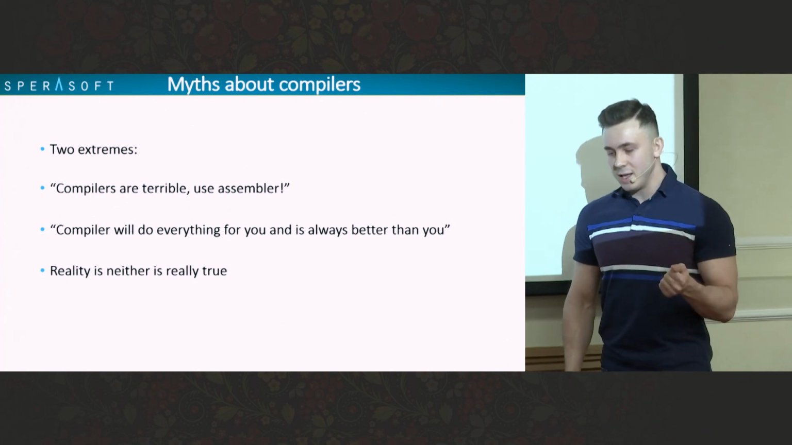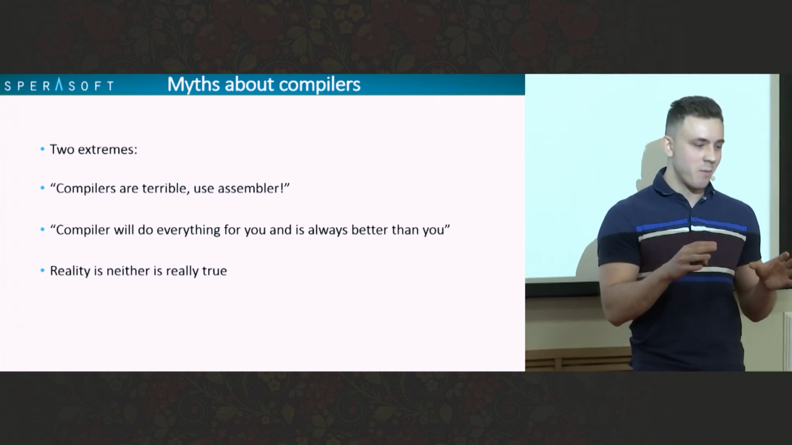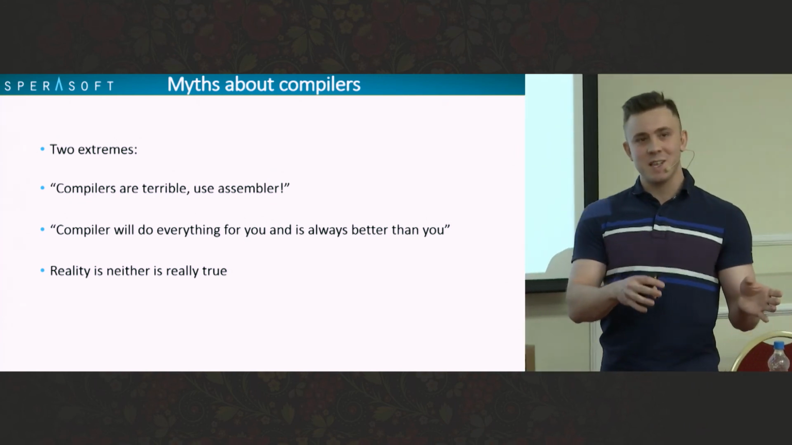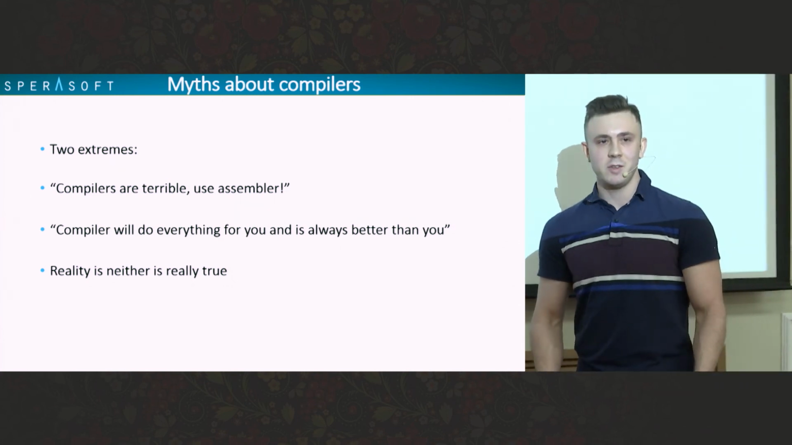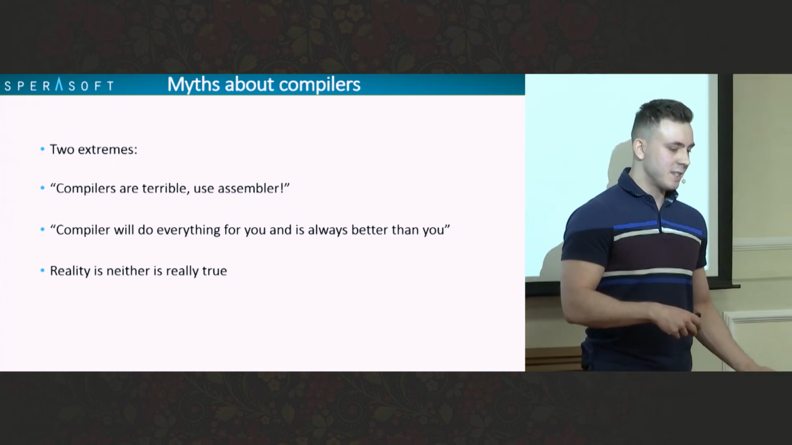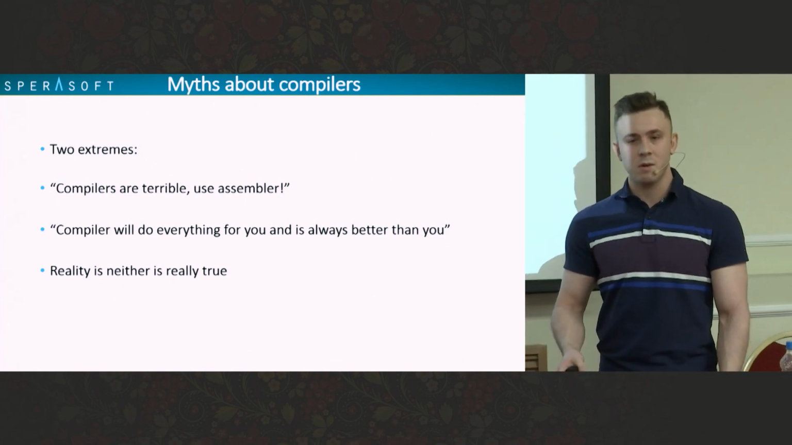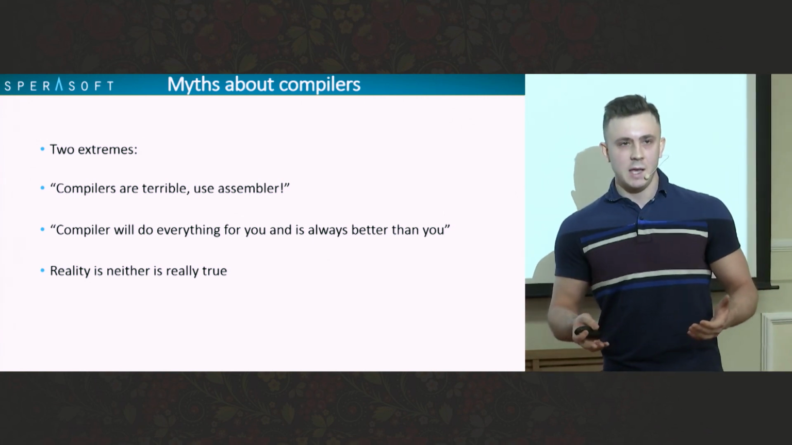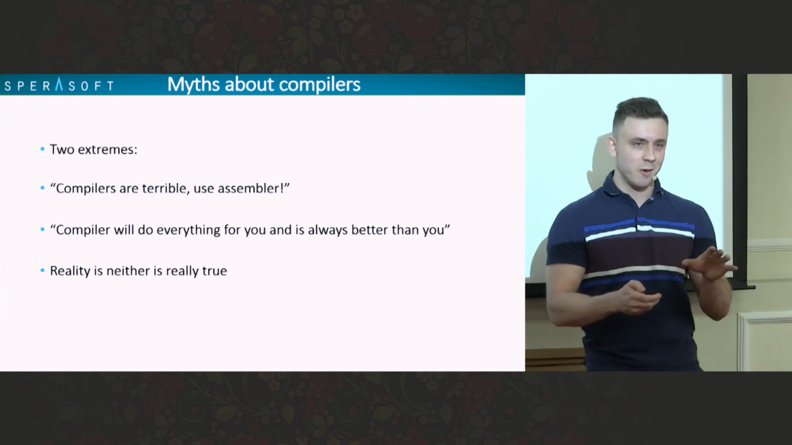And going to the compilers, there are roughly two extremes of thinking about compilers in terms of optimizing your code. The first extreme is like, oh, compilers are terrible, I'll just write in assembly, which of course is not always feasible. The second extreme is like, yeah, the compiler will do everything for me, so I really shouldn't care about the underlying performance of my code. In reality, neither extreme is quite true, so we're somewhere in the middle ground.